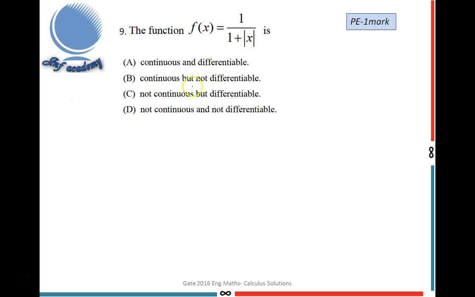This is the known result. Here I analyze x equal to 0 only, because the modulus x function is involved in this function f of x.